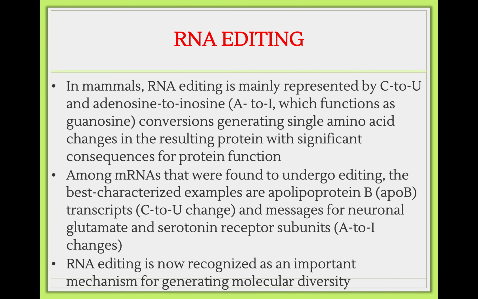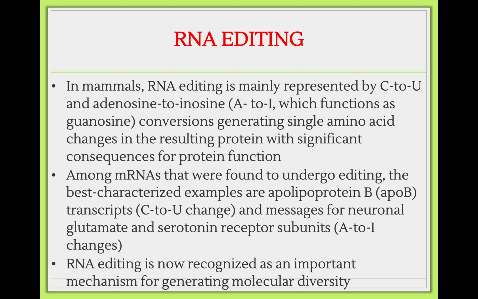Now, in mammals, RNA editing is mainly represented by C to U and adenosine to inosine. So this I functions as guanosine. These conversions would generate single amino acid changes in the resultant protein with significant consequences for protein function. Whether it would make it function better, more efficient, or probably not so much better. So among mRNAs that were found to undergo editing, the best characterized examples are apolipoprotein B, ApoB transcripts, whereby the substitution is C to U, and messages for neuronal glutamate and serotonin receptor subunits, which is adenine to inosine substitution.